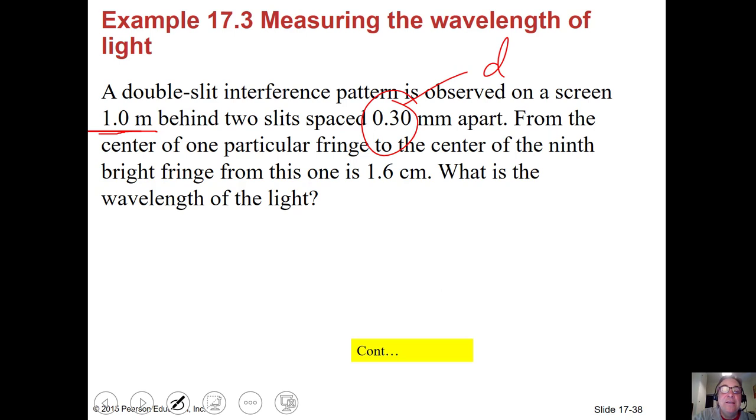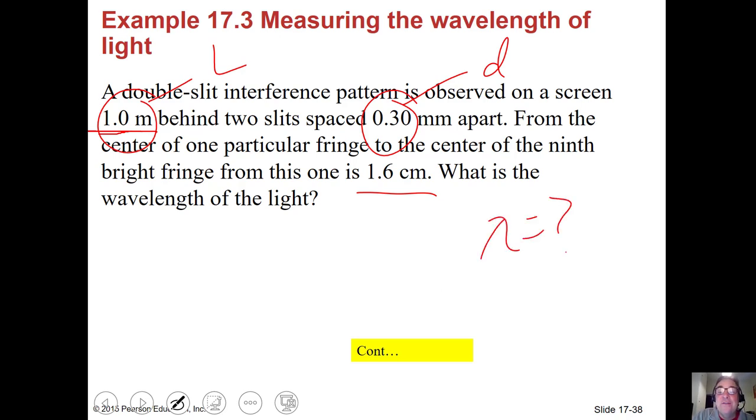Okay, so that is little d. This is big L, and then have the picture in mind. From the center of one particularly bright fringe to the center of the ninth bright fringe is 1.6 centimeters. Let me read that one more time. From the center of one particular fringe to the center of the ninth fringe is 1.6 centimeters. What is the wavelength of the light?